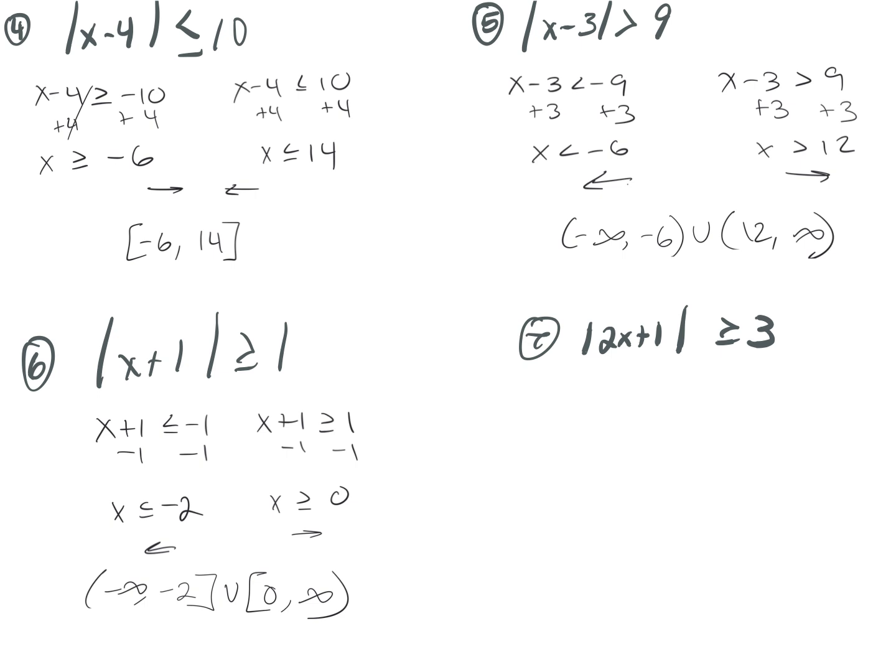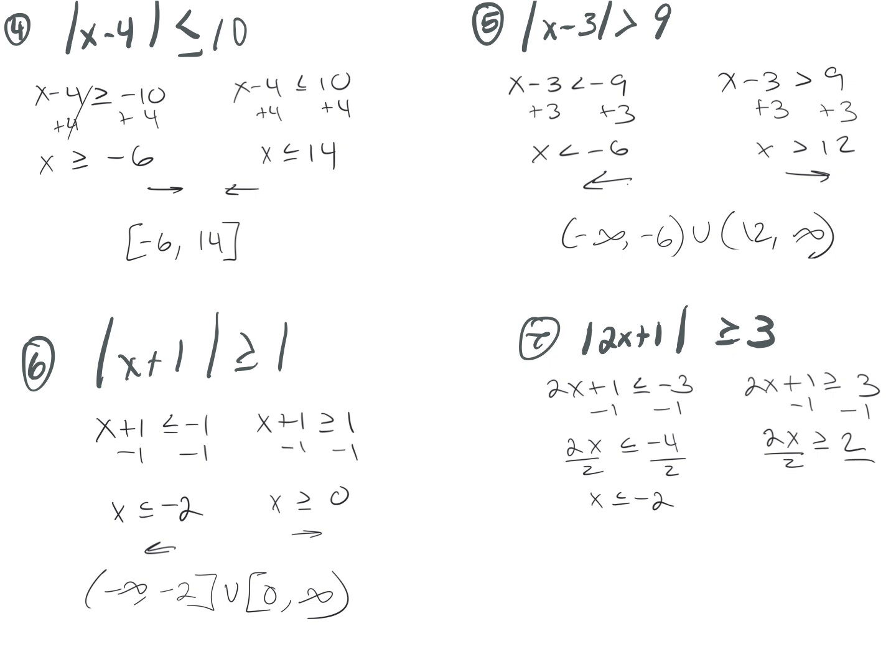When I do number 7, I'm going to get 2x plus 1 is less than or equal to negative 3, and 2x plus 1 is greater than or equal to 3. I'll subtract the 1 to get 2x is less than or equal to negative 4. I'll divide it by 2, and we get x is less than or equal to negative 2. For the next one, I subtract the 1 to get 2x is greater than or equal to 2. When I divide it by 2, I get x is greater than or equal to 1. Again, this one's pointing left, this one's pointing right, so they're not facing each other. It's going to be negative infinity to negative 2, bracket, union, bracket, 1, comma, infinity.